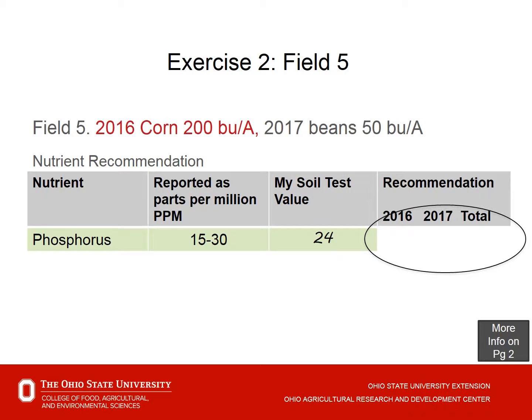Now let's take a look at field 5 and determine the nutrient need for that field. As a reminder, we have a 200 bushel corn yield goal for 2016. We have for the 2017 bean crop a 50 bushel per acre yield, and our soil test value is 24.